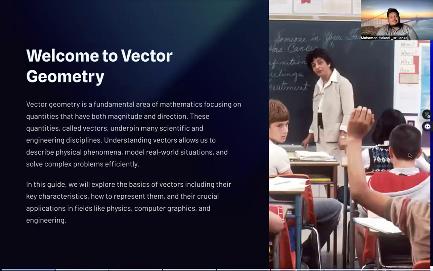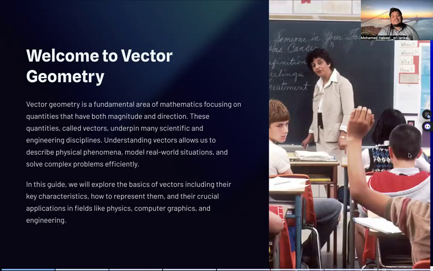In this video, we'll speak about vector geometry. Vector geometry is a fundamental area of mathematics focusing on quantities that have both magnitude and direction. These quantities, called vectors, underpin many scientific and engineering disciplines. Understanding vectors allows us to describe physical phenomena, model real world situations, and solve complex problems efficiently.